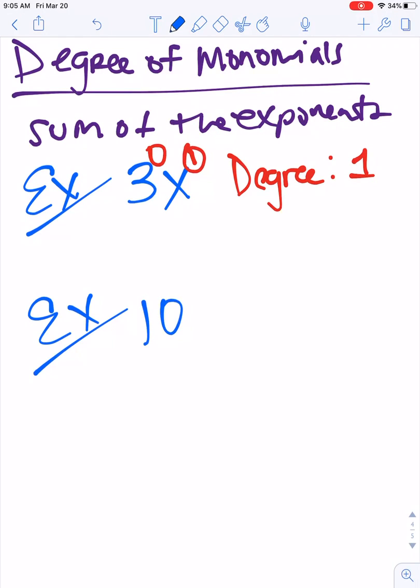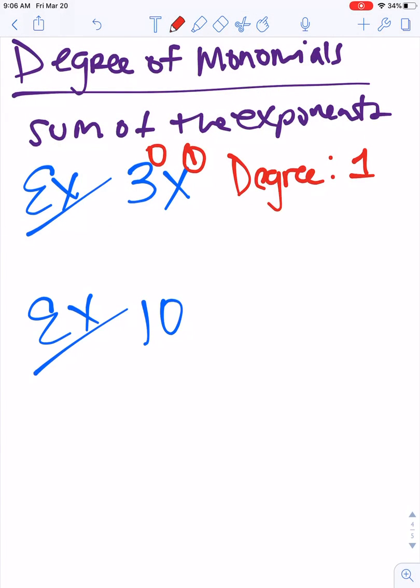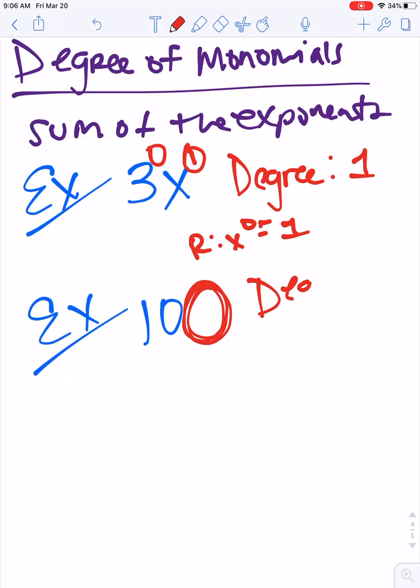If we had just a constant, like 10, then I have to ask myself, what's the sum of the exponents on the variables? Well, I don't have a variable here. Since there's no x, it's an implied x to the 0, because remember, x to the 0 equals 1. That's what we learned in chapter 5 with our exponent rules. So because it's x to the 0, we say the degree is 0. Even though there's a term, it's still degree 0.